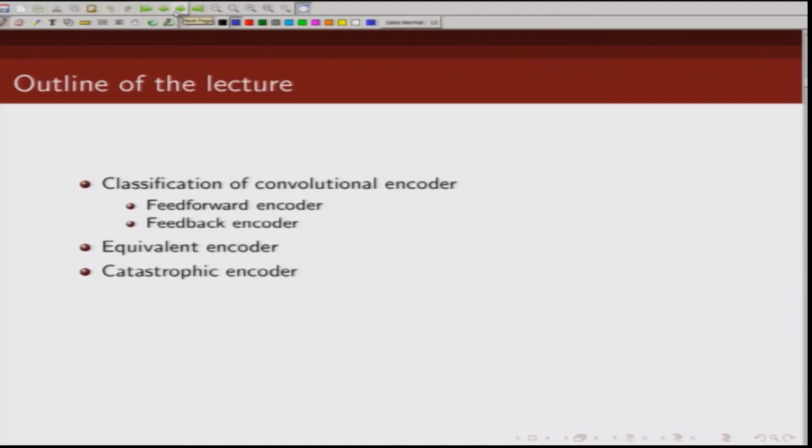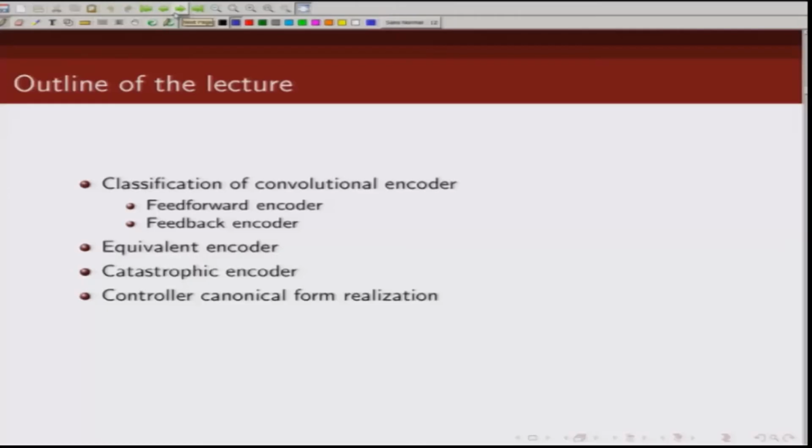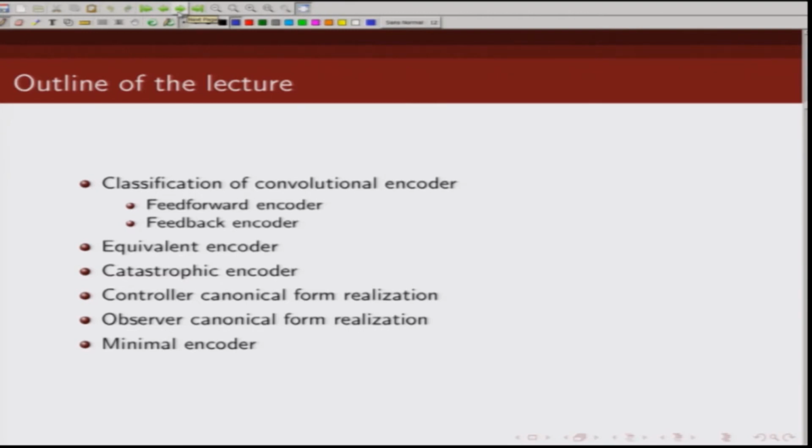Then we are going to talk about a class of encoder where, if the input bits are of very high weight, we can still get an output code word of very low weight, and these kinds of encoders are known as catastrophic encoders. And finally, we are going to talk about two different types of realization of convolutional codes using shift register. The first one is known as controller canonical form realization, and the second one is known as observer canonical form realization. And finally, we are going to conclude this lecture with the concept of minimal encoder.